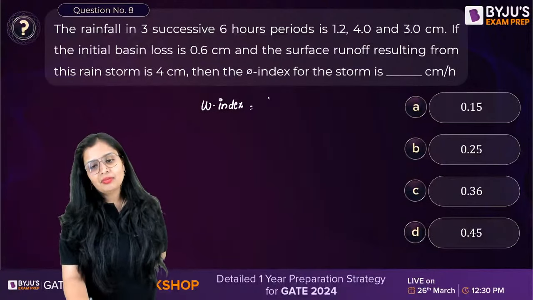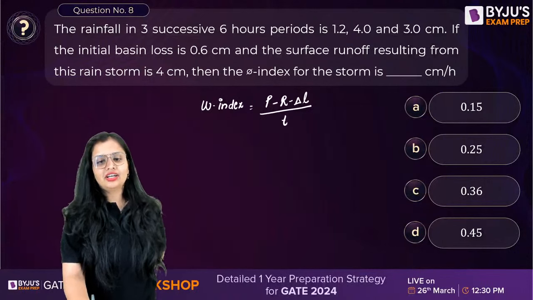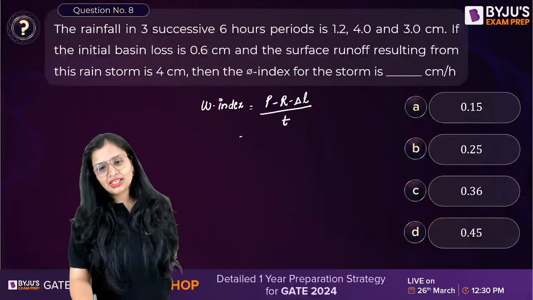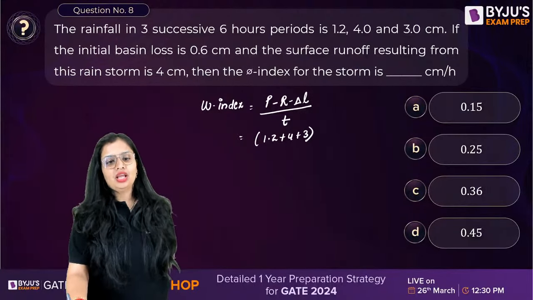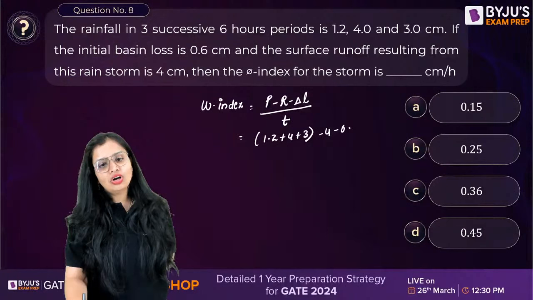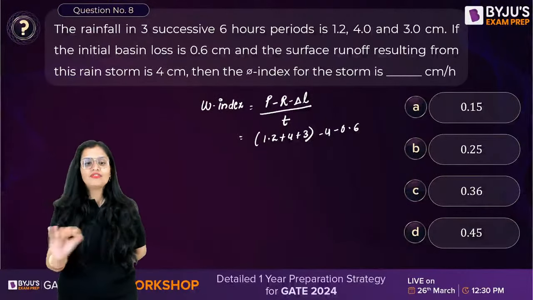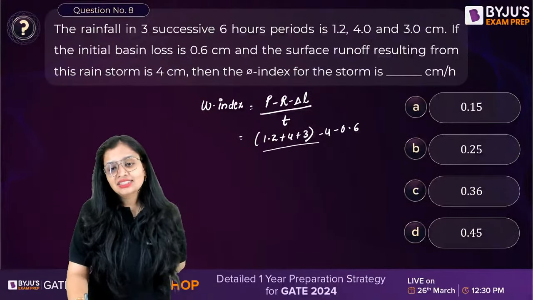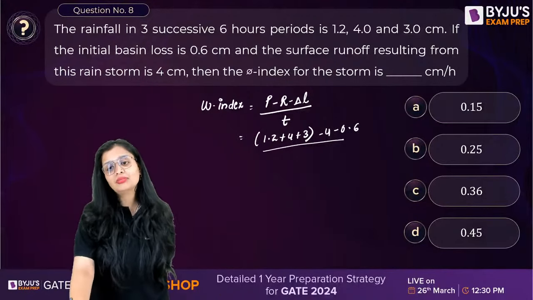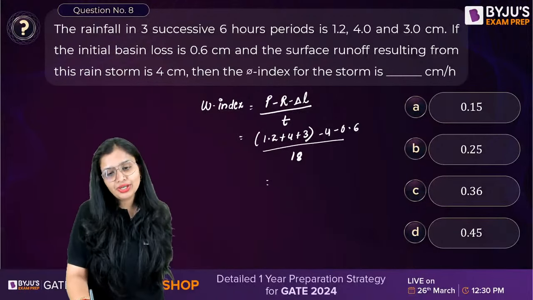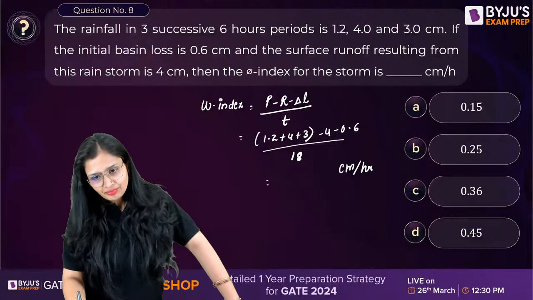So it's like precipitation minus runoff minus initial losses, divided by the total time. Precipitation comes out to be 1.2 plus 4 plus 3. Runoff is 4 centimeter. Loss you have to subtract because W index does not take losses with it. So you have to categorically reject it. 6 hours, 6 hours, 6 hours, 6 hours. So this will become 18 hours. How much is the W index coming, guys? How much is it coming?